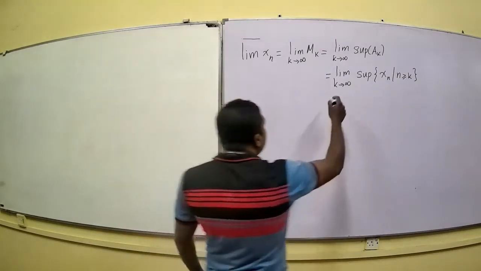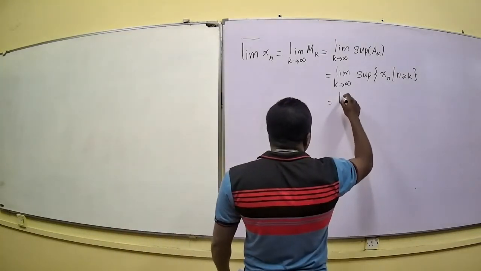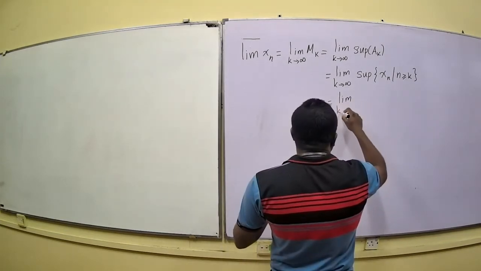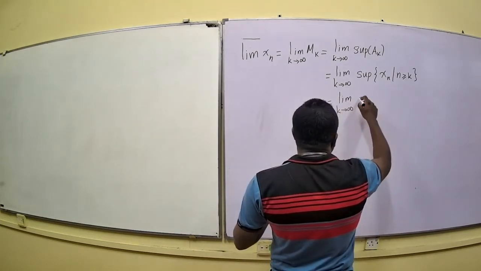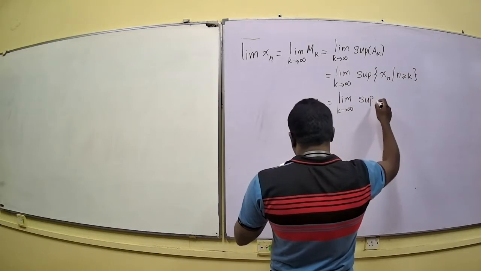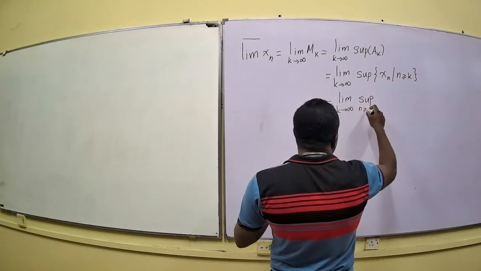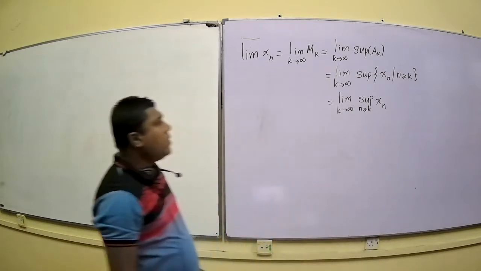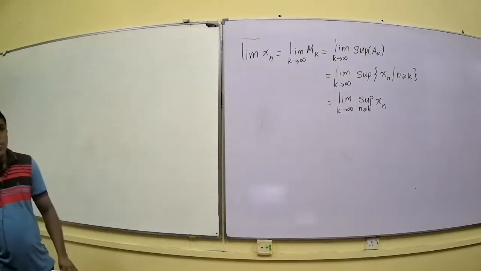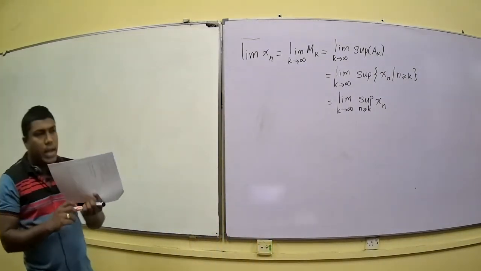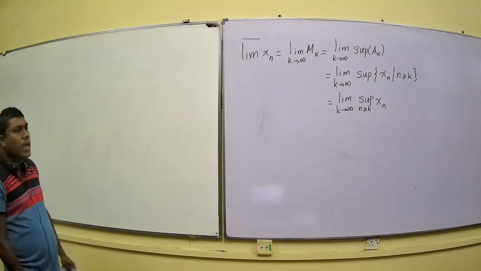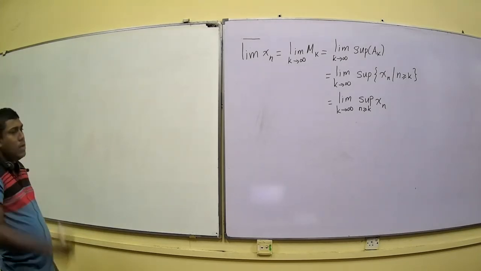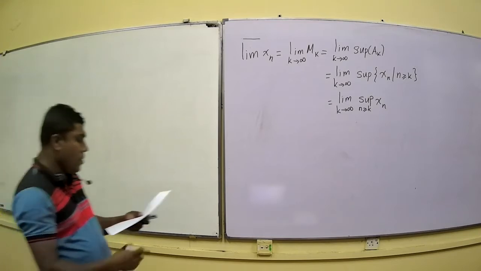You take that limit and name that as lim sup. Or in other words, it is the limit of the supremum of all xn, for all n bigger than a certain number k, and you let k go to infinity. That is called lim sup.